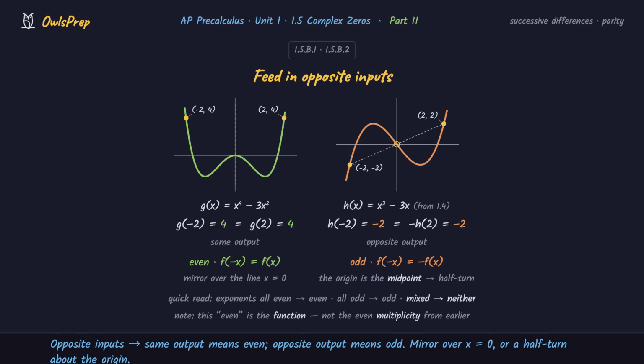One thing to keep straight. This even is about the function, and it is not the same even as the even multiplicity from a moment ago, which counted repeated factors. Same word, different job. Finally, a quick read for a polynomial written as a sum of powers. If every exponent is even, the function is even. If every exponent is odd, it's odd, and a mix is neither. The constant term counts as an even power.